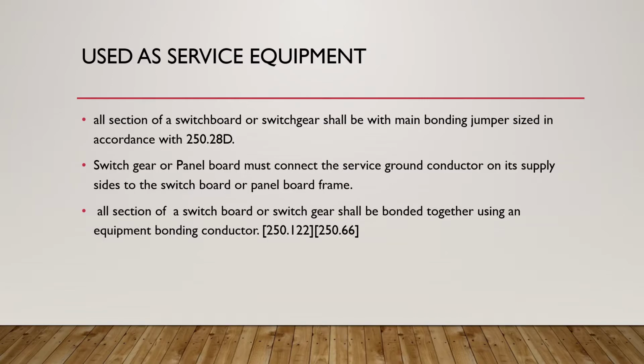All right. So that is what we meant when we use a switch as a service equipment, right? So we must establish the main bonding jumper, right? And all sections of the switchboard or the switchgear shall be bonded together using the equipment bonding jumper or the equipment bonding conductor, right? And this covers under 250.122 and 250.66.